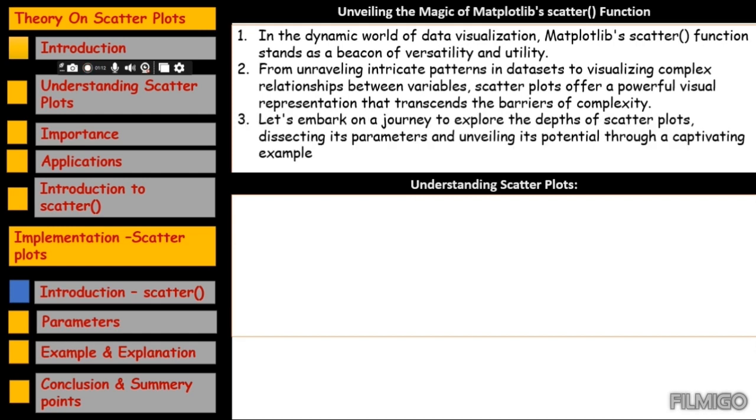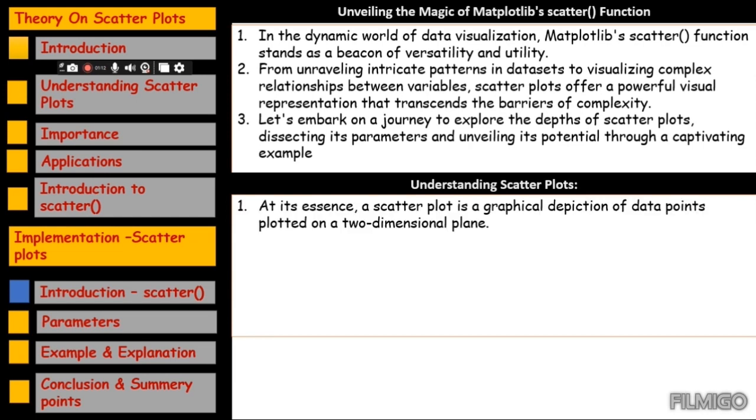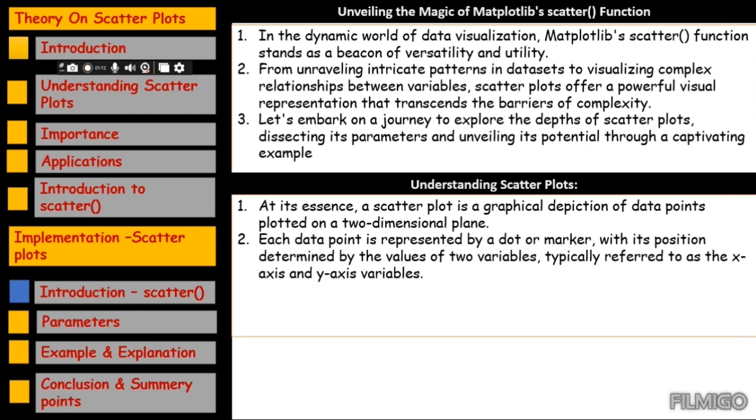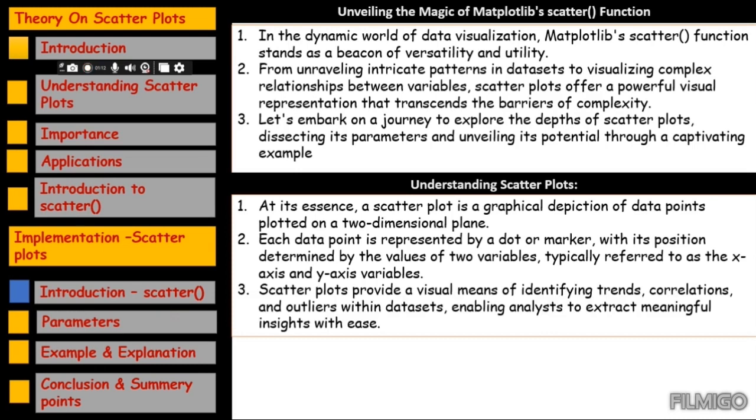Let's embark on a journey to explore the depths of scatter plots, dissecting its parameters and unveiling its potential through a captivating example. Understanding scatter plots. At its essence, a scatter plot is a graphical depiction of data points plotted on a two-dimensional plane. Each data point is represented by a dot or marker, with its position determined by the values of two variables, typically referred to as the x-axis and y-axis variables.